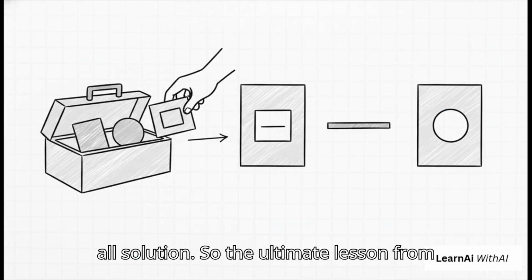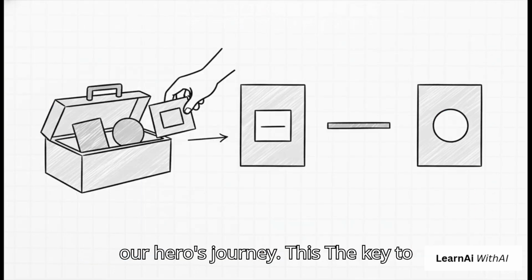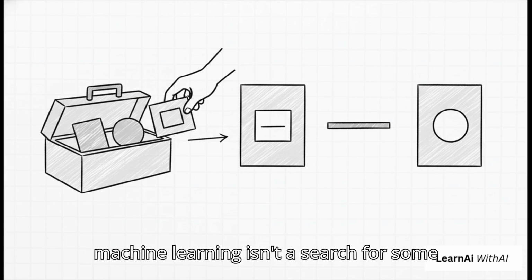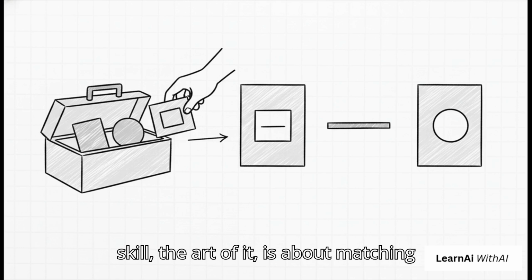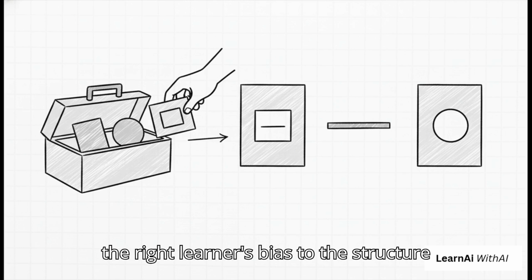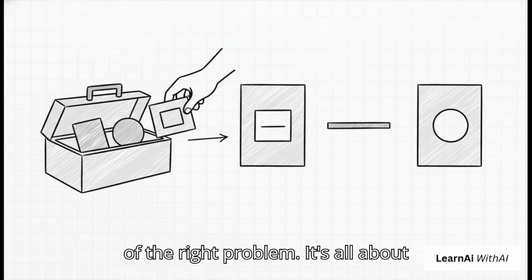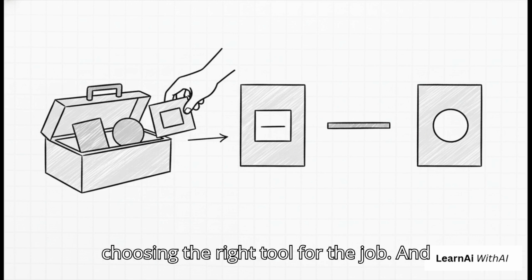So, the ultimate lesson from our hero's journey is this. The key to machine learning isn't a search for some mythical master algorithm. The real skill, the art of it, is about matching the right learner's bias to the structure of the right problem. It's all about choosing the right tool for the job.